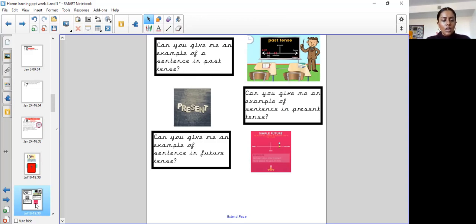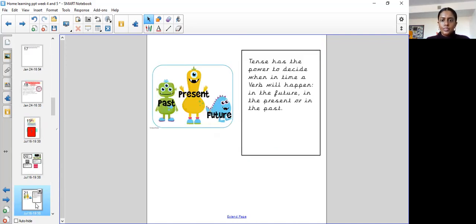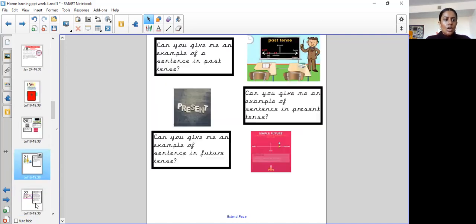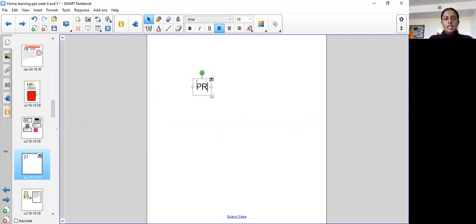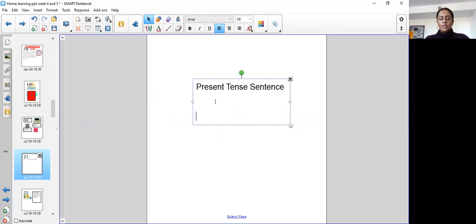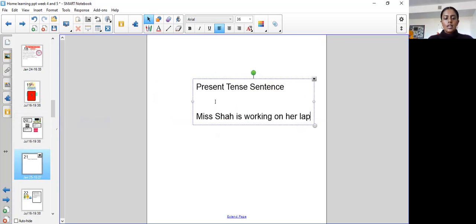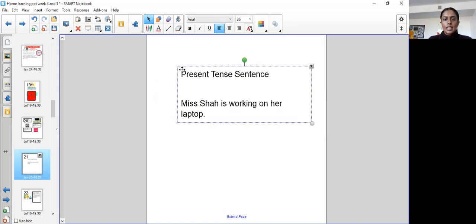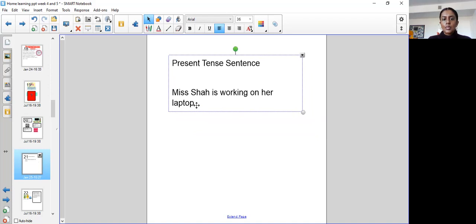Okay, great. I'm going to give you an example of a sentence in the present tense. Here is my present tense sentence. Currently I am working on my laptop. So Miss Shah is working on her laptop. That is a present tense sentence because it's what I'm doing right now.